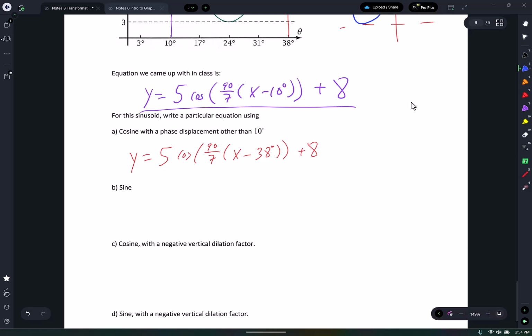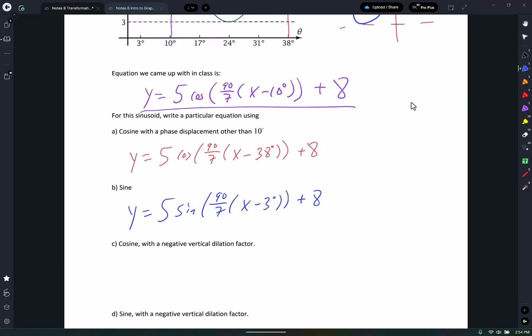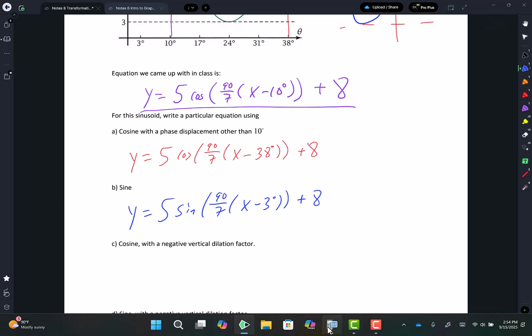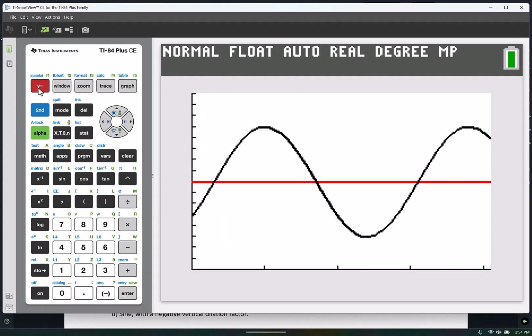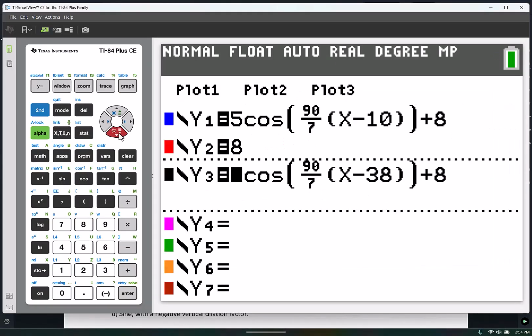So if I come over here, I'm going to write y equals 5 sine 90 over 7, x minus 3 degrees, close, close, plus 8. Everything else is exactly the same. So that's what you're going to type into your calculator. That's the only difference between sine and cosine. For sine, you use a point of inflection going up. So, boom. Okay, now you can lift the pencils up and start.